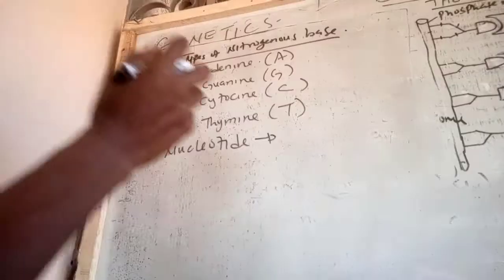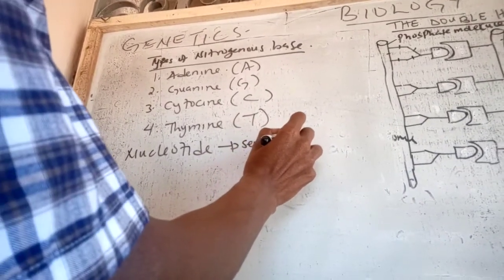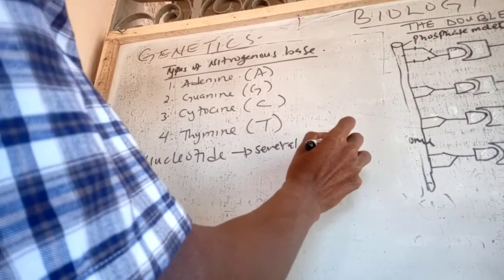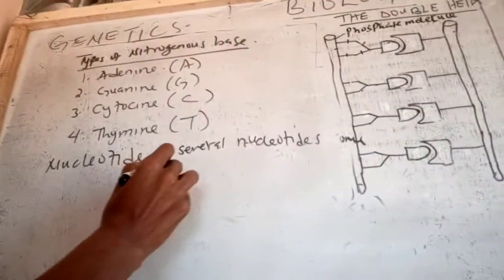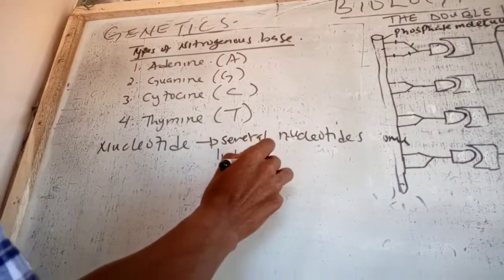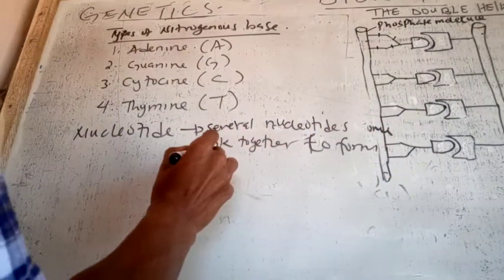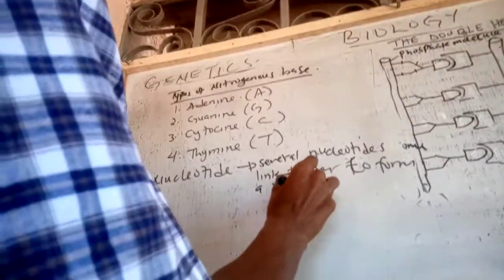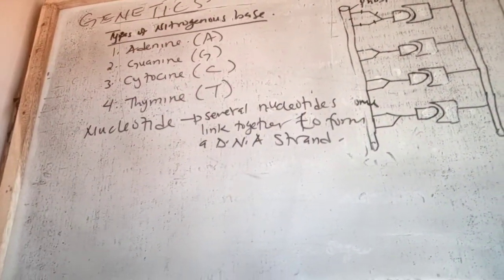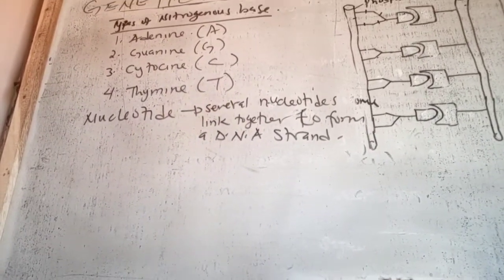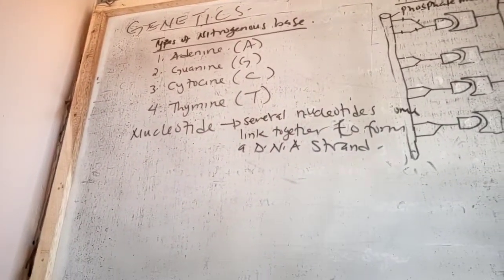And therefore, several nucleotides link together to form a DNA strand. A DNA strand is the structure that is formed as a result of several nucleotides linking together.